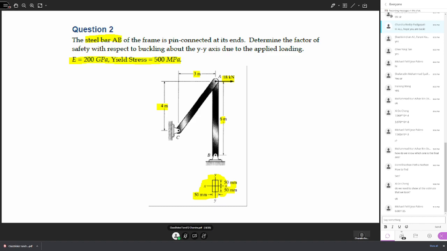Okay, the next question is similar to your assignment question. Here is steel bar AB. So this is A, this is B. The steel bar length is 6 meters. Both ends are pin connected, so the frame is pin connected at its ends. That means the effective length L is 6 meters.